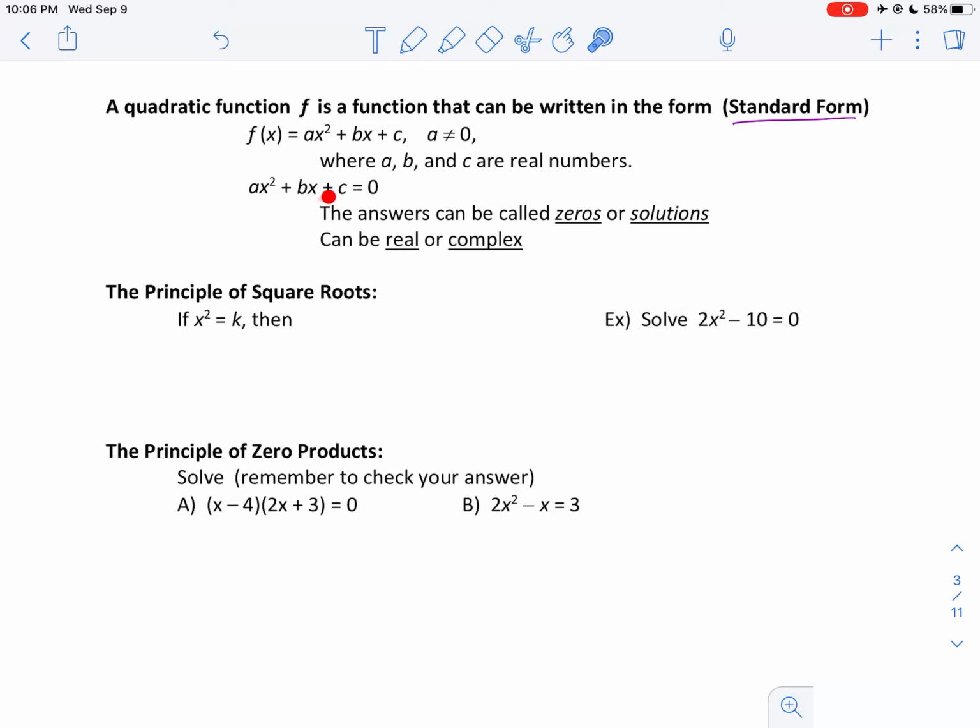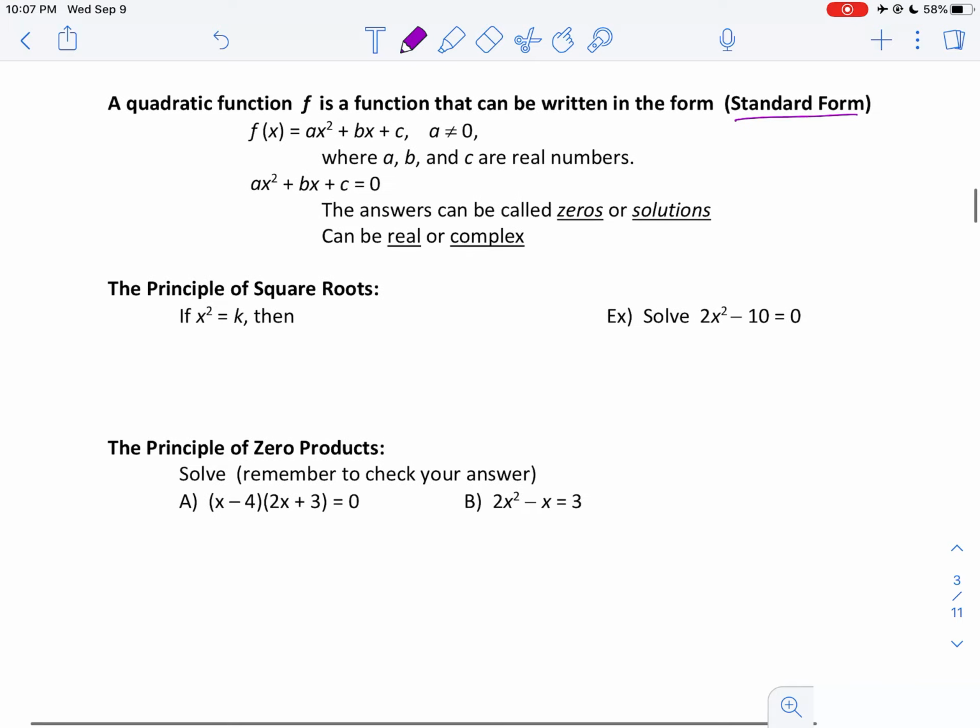If we set that function equal to 0, the answers to this equation or this solution are called zeros or solutions. And they can be real numbers, or this is where the previous section comes in, they can be complex. They can have imaginary components to it. Let's talk about square roots a second.